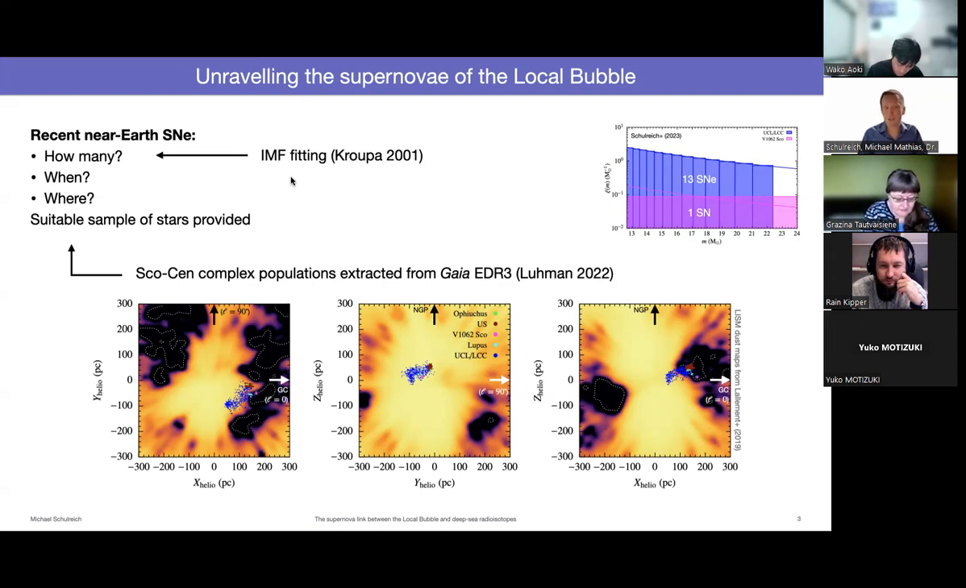This constraint can be made on the basis of the observed absorption features of the lithium-like ions carbon-4, nitrogen-5, and oxygen-6. We ended up with 14 supernova explosions in total, of which 13 occurred in UCL-LCC and 1 in V1062 Sco. And when these explosions occurred is also related to the initial masses of these stars, since these dictate their lifetimes. And for estimating their lifetimes, we linearly interpolated between the rotating stellar evolution models of Ekström and co-workers.